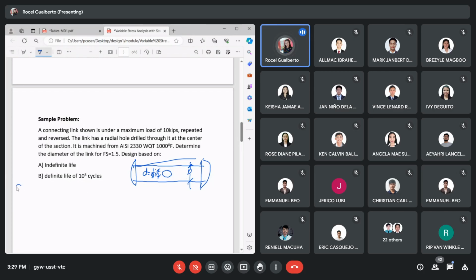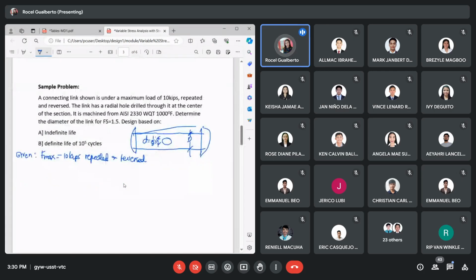Okay, so we start with the given values. So, you are given the maximum force equal to 10 kips. Ano pong sinabi doon? Repeated and reversed. Okay, so repeated and reversed load. So, ibig sabihin po niyan, varying po yung load natin. And then this is also only the maximum. Kasunod po niyan, we have also the diameter of the hole equal to 1/8 of an inch. In decimal, this is equivalent to 0.125 of an inch.